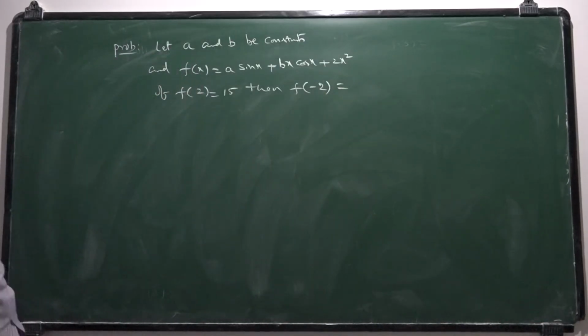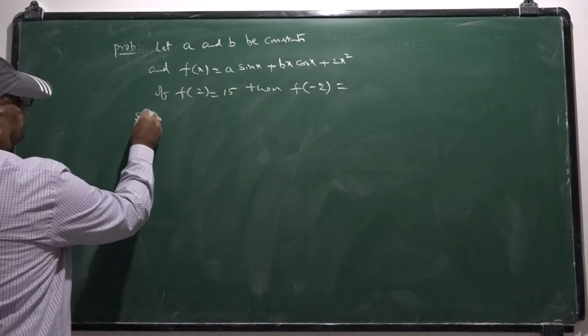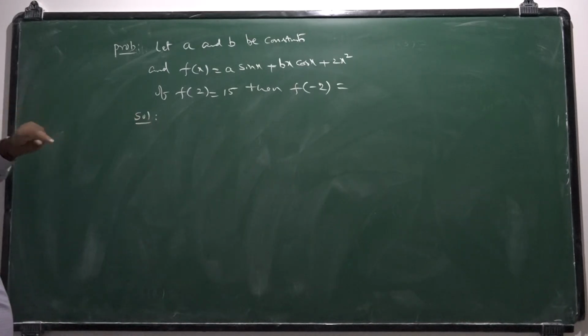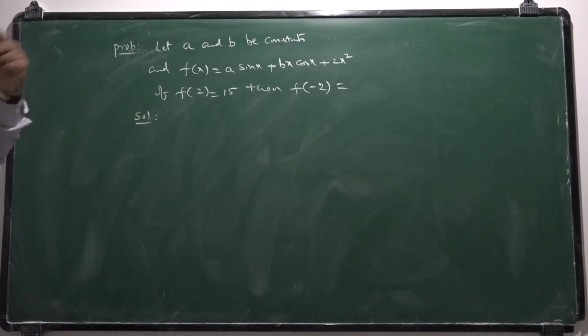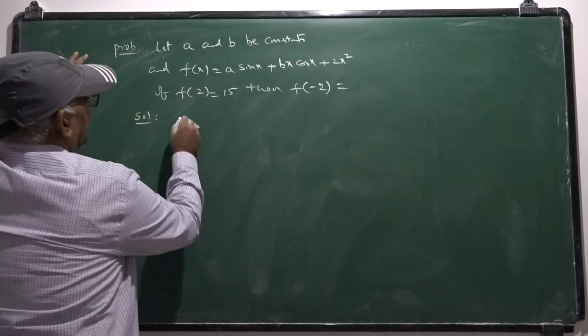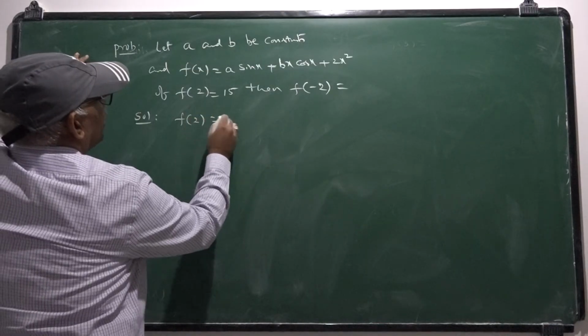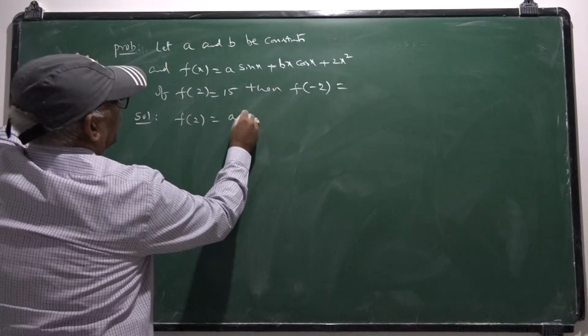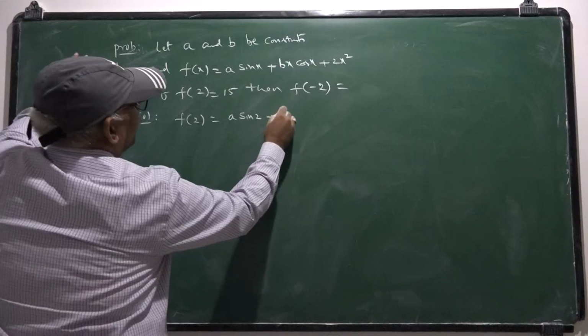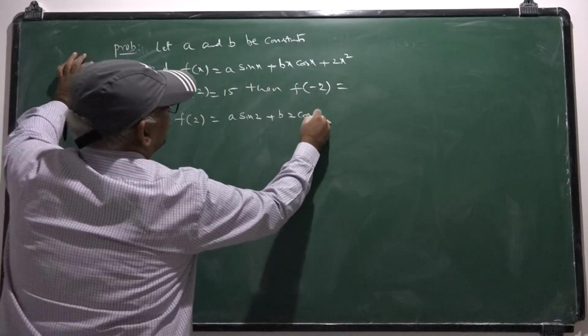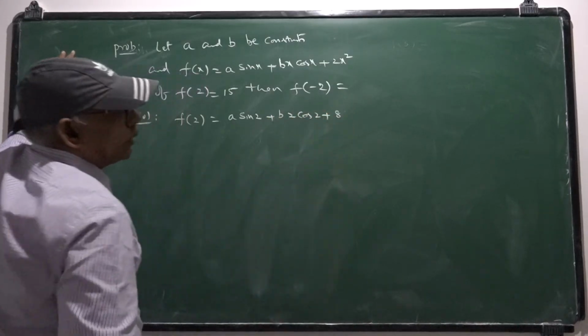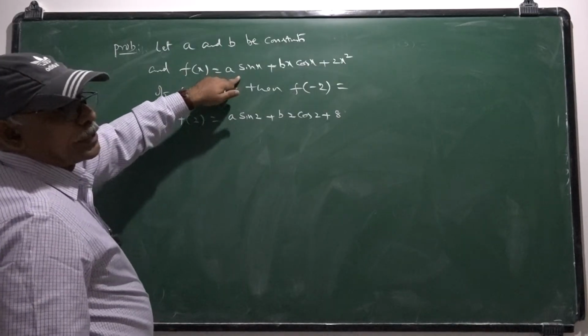This is one different procedure problem. f(x) is given as A sin x plus bx cos x plus 2x square. f of 2 equal to 15, then f of minus 2 value. Now f of 2 is A sin 2 plus b2 cos 2 plus 8, taking x equal to 2 in the function.